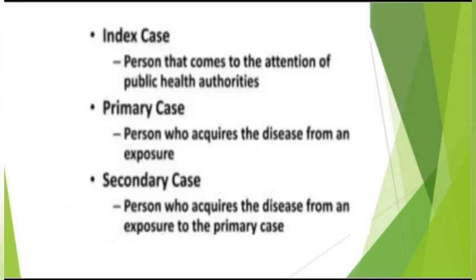Index case is person that comes to the attention of public health authorities or the first case discovered during an outbreak. Primary case is what? Person who acquires the disease from an exposure or the first case of communicable disease in a population. Then what is secondary case? Person who acquires the disease from an exposure to the primary case. The case infected by the primary case is secondary case.